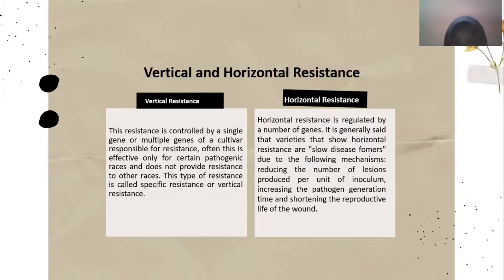Horizontal resistance. Horizontal resistance is regulated by a number of genes. It is generally said that varieties that show horizontal resistance are slow disease developers, due to the following mechanism: reducing the number of lesions produced per unit of inoculum and shortening the reproductive life of the lesion.